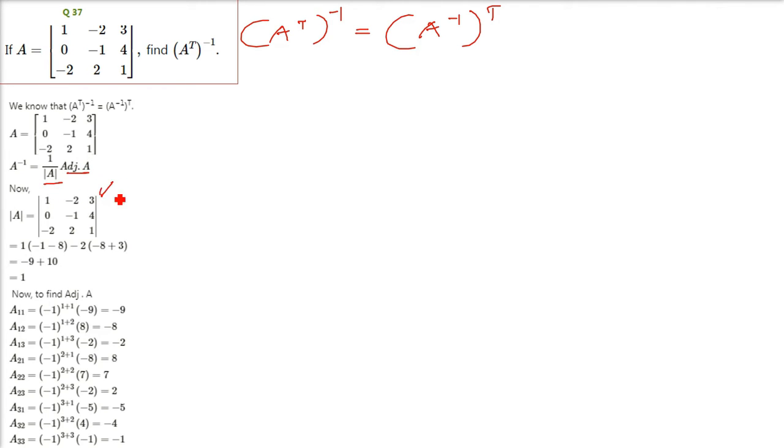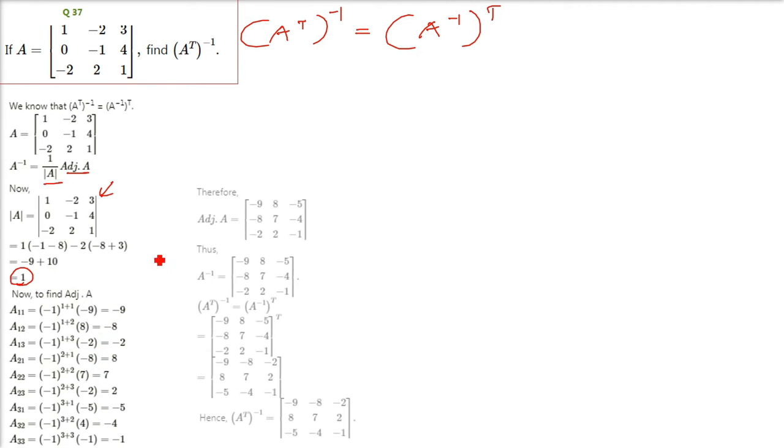What is the adjoint of A? You already know how to find the cofactor matrix, and then you have to divide it by the determinant. That you can find out. Once you have computed A inverse, you just have to take the transpose of it. You just have to change the row to column, which I am showing you: this row to column, row to column. And that is going to be your final answer.